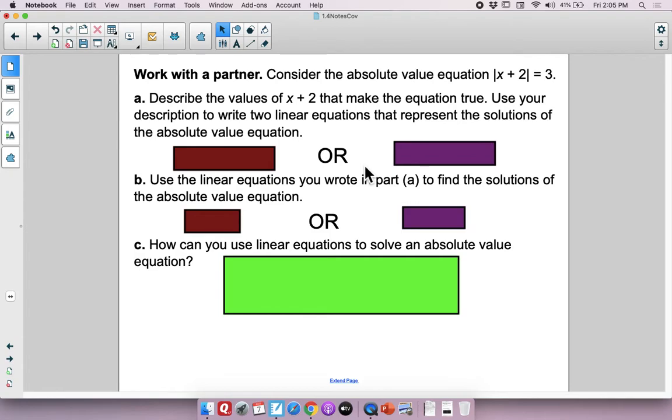Okay, so consider the absolute value equation: absolute value of x plus 2 equals 3. So notice that's an equation, and we call it an absolute value equation, obviously, because there's at least one absolute value in it. Okay, A, describe the values of x plus 2 that make the equation true. Use your description to write two linear equations that represent the solutions of the absolute value equation. Okay, so go ahead and think about that.